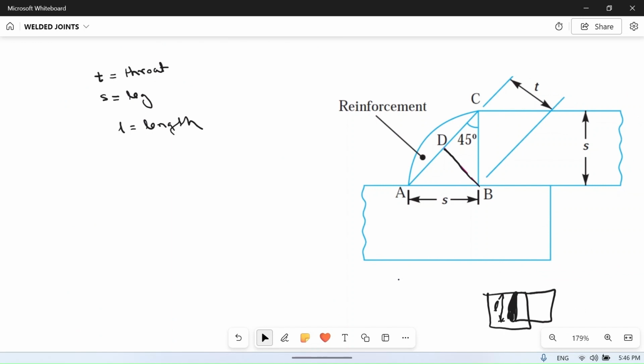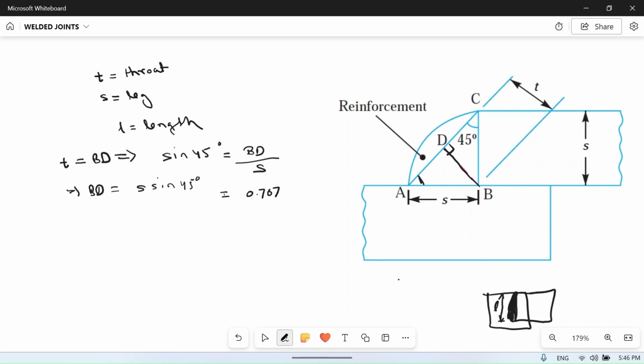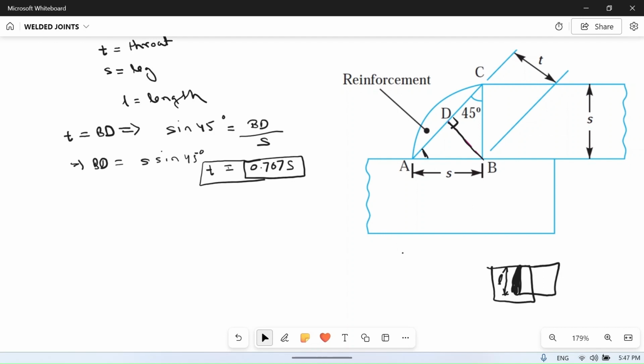From this triangle, this is 45 degrees and this is also 45 degrees. If you try to find BD, so T equals BD. This is 90 degrees, so sine 45 degrees is equal to BD upon S. So BD is equal to S sine 45 degrees, and sine 45 degrees is 0.707. So T is equal to 0.707 S. This is the relation between the throat and the leg of the welding.